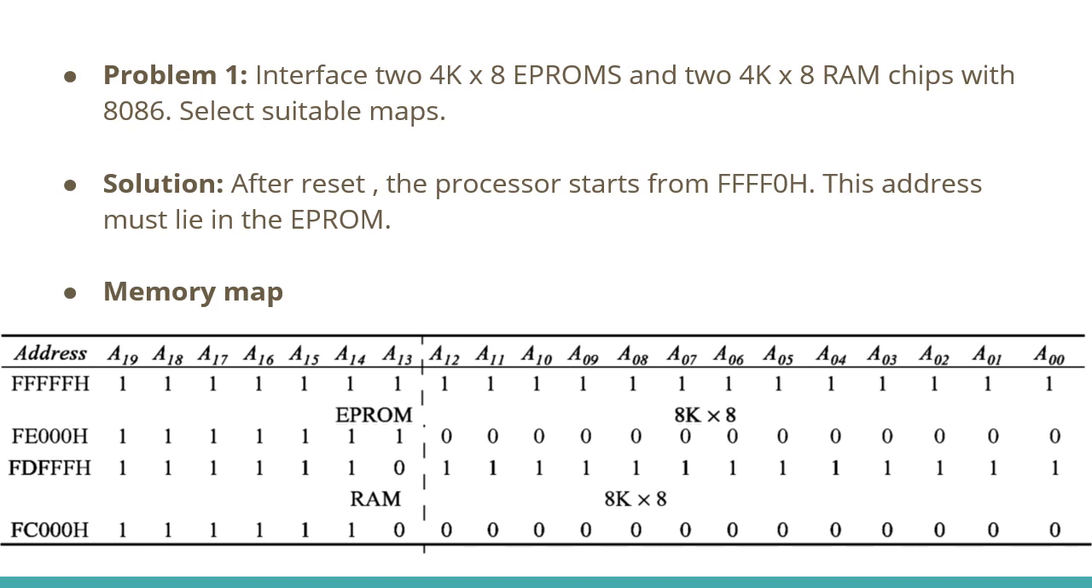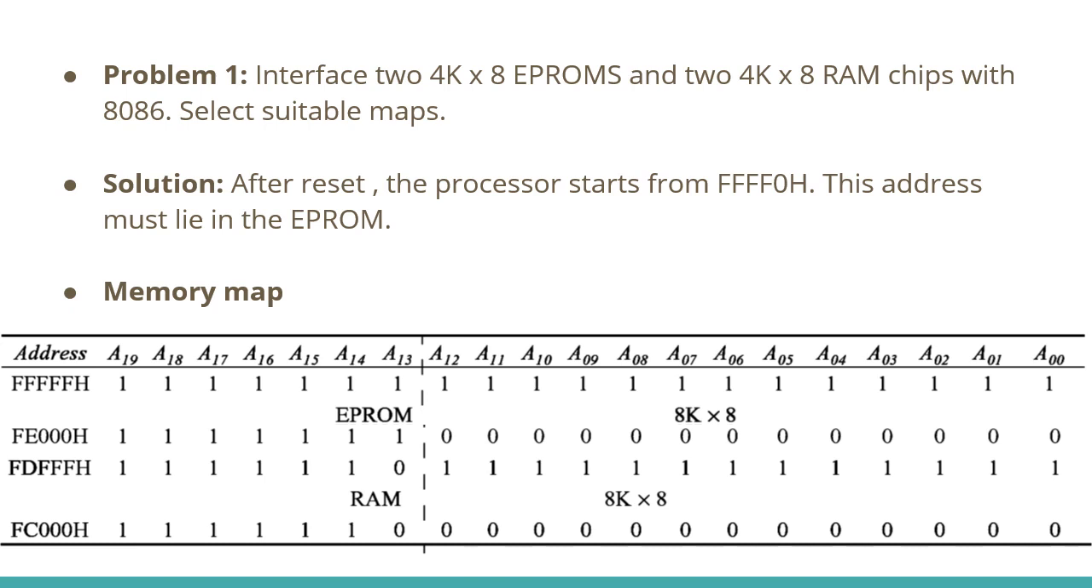In the first problem, we are interfacing two 4K x 8 EPROMs and two 4K x 8 RAM chips with 8086. We need to select suitable memory maps. Here, as the solution, we know that after resetting, the IP and the CS are initialized to form the address FFFF0H. Hence, this address must lie in the EPROM. The address of the RAM may be selected anywhere in the 1 MB address space of 8086. But in order to make the memory map continuous, we'll select the RAM address such that the address map of the system is continuous, as shown in this memory map figure.